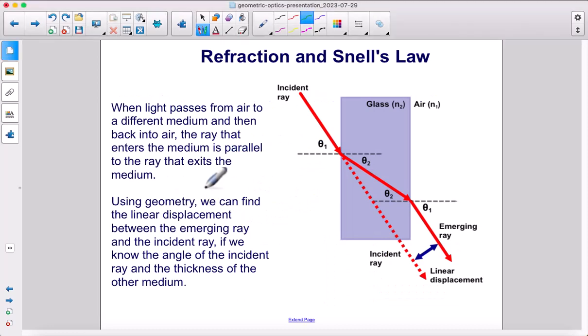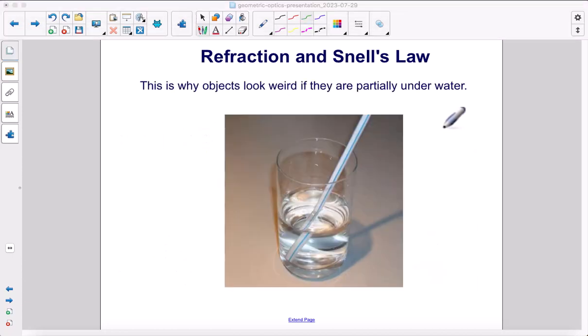When light passes from air to a different medium and then back into air, the ray that enters the medium is parallel to the ray that exits the medium. Using geometry, we can find the linear displacement between the emerging ray and the incident ray if we know the angle of the incident ray and the thickness of the other medium. Refraction is why objects look weird if they're partially underwater.